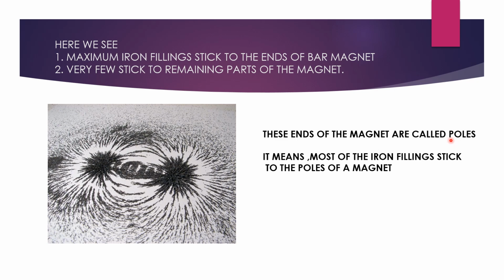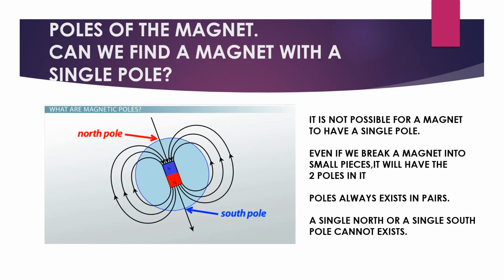Now we have to know the poles of the magnet. So these two ends of the magnet are actually called the poles of the magnet. That means that most of the iron filings are coming and sticking to the poles of the magnet. So here it is clear that most of the iron filings are sticking on both of the ends. So these are called the poles of the magnet.